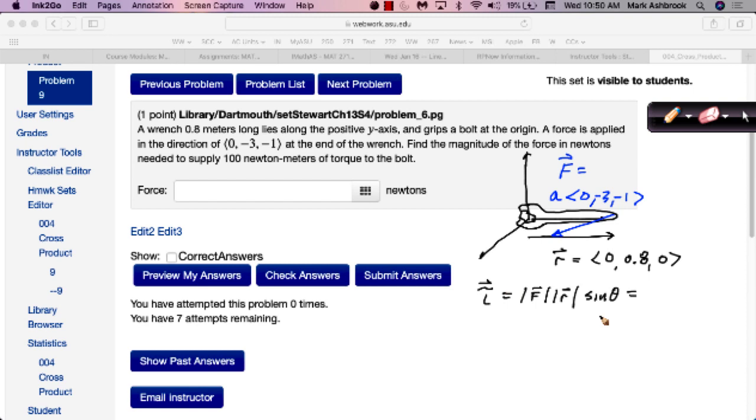So this would be true, but to do that, I need theta, and we could figure that out. But let's apply it. What is the actual torque vector? What we saw last time, it's R cross F.